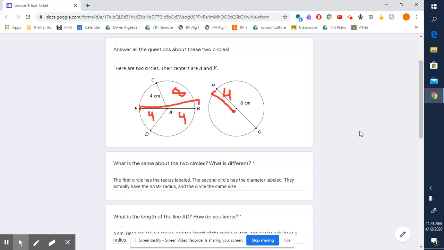So if that makes sense, awesome, move on. If you're still confused, go back to the slideshow and try another learn option to really figure out what a radius is and what a diameter is.